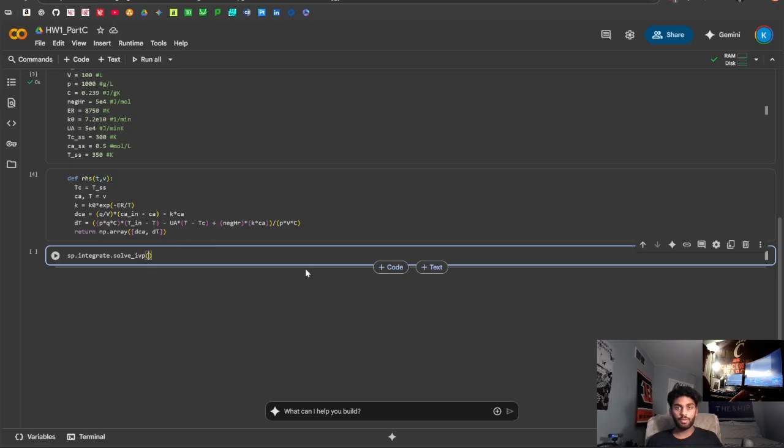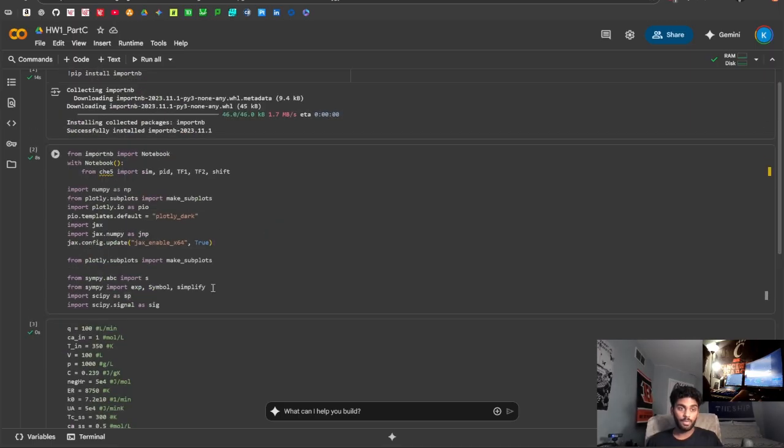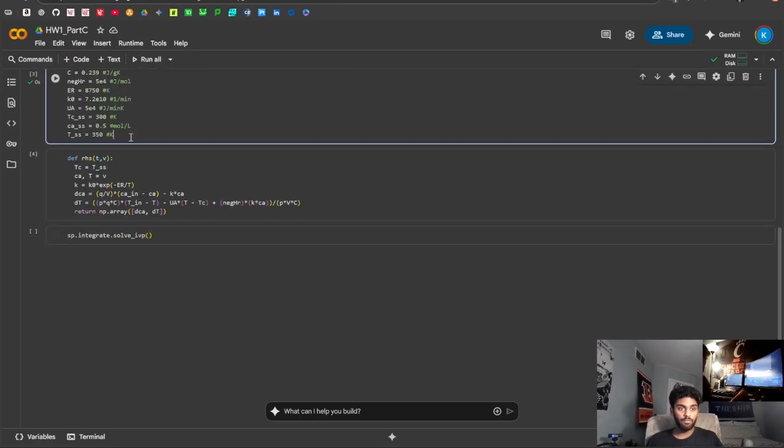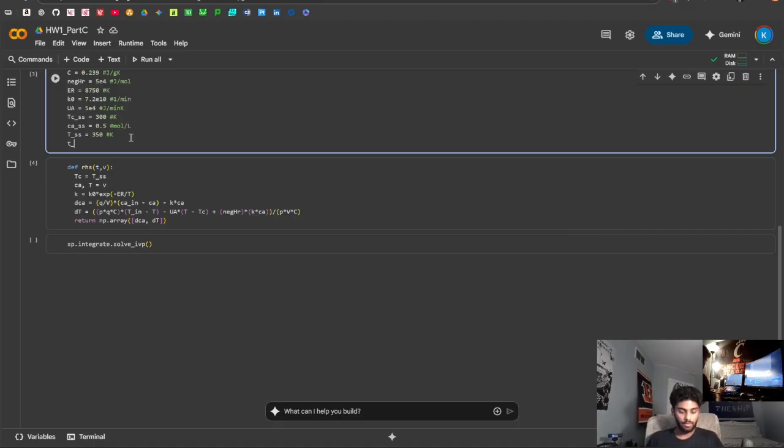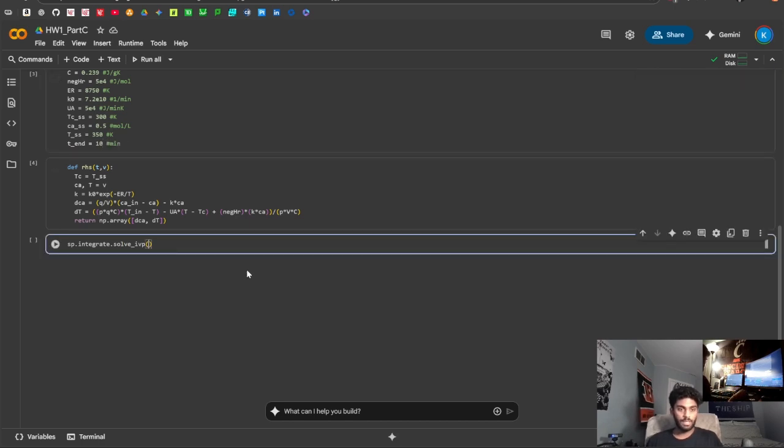So our first thing that we're going to do is define our time range for which we want to analyze this interval. So over here, I'm just going to define a t end. And for now, let's say this is like 10 minutes. So we'll go from 0 to t end.